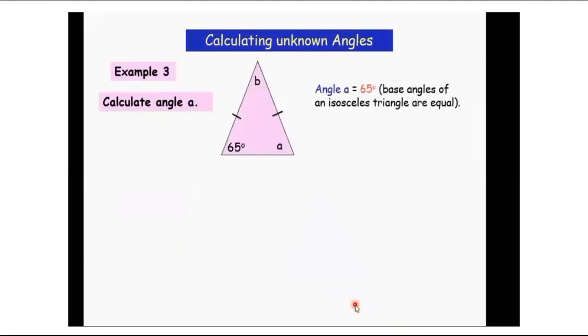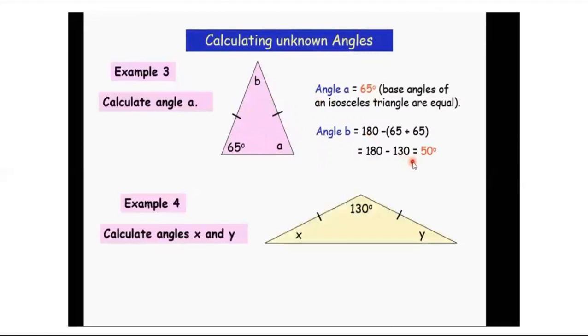Now example number 3, this is an isosceles triangle where the two base angles must be equal. We know one of the base angles, so we automatically know that this angle A must be equal to 65 degrees because base angles of an isosceles triangle are equal. So if we want to know the unknown angle B, we may calculate it by adding 65 plus 65 and subtracting it from 180 degrees. To calculate the angle B, we get 50 degrees.